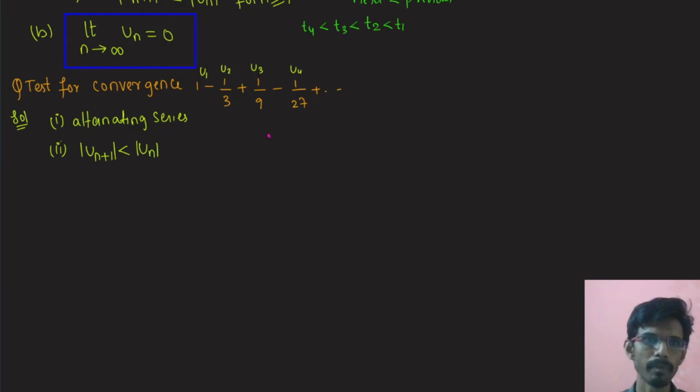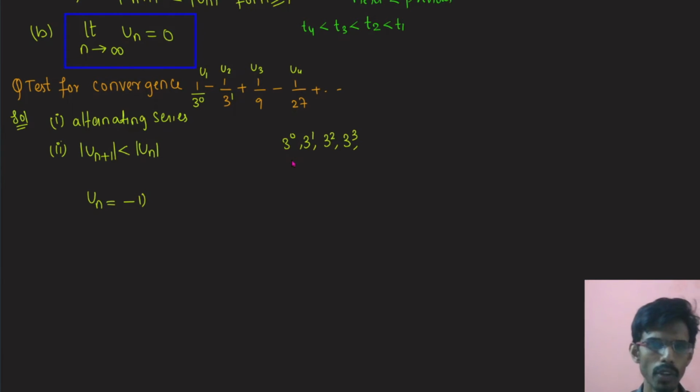So I want the general term. To get the general term, the numerator is the same, that is 1. In the denominator we have 3^1, 9 means 3^2, 27 means 3^3 and so on. And for the first one, where we do not have anything, that means 3^0 will be there. So 3 is common. So the nth term will be un, and for the plus-minus sign we would take (-1)^n, but that is not required here.